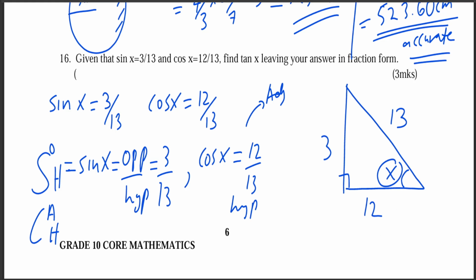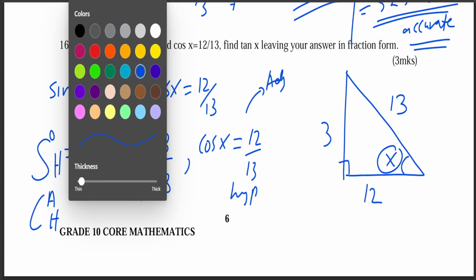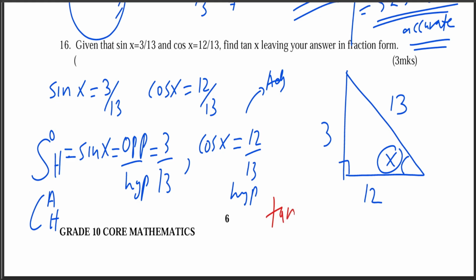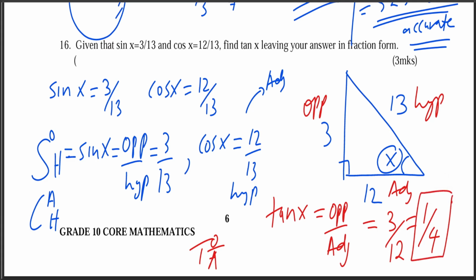So find tan x. Tan x you should already know. Let me write using a different color. Tan x is opposite over adjacent. We know that this is opposite, this is adjacent and this is hypotenuse. Now the opposite is 3 over your adjacent is 12. So if you simplify, 3/12 will give you 1/4, and that is in fraction form.